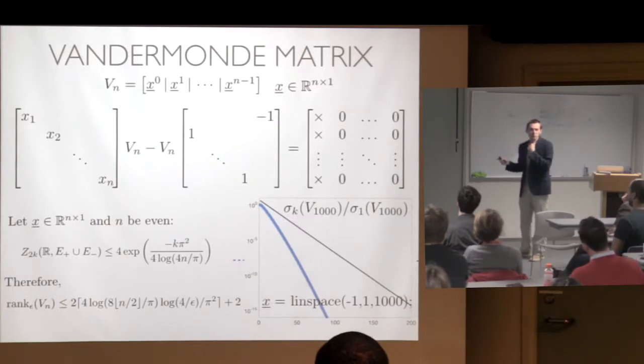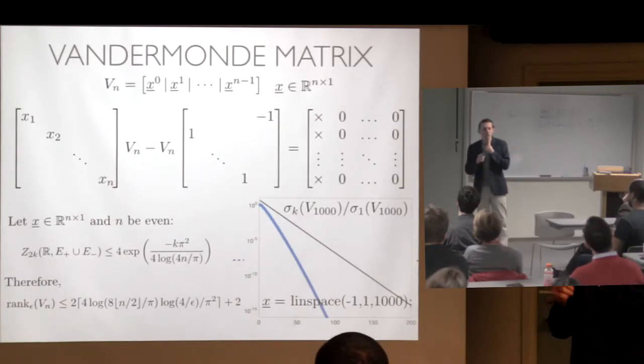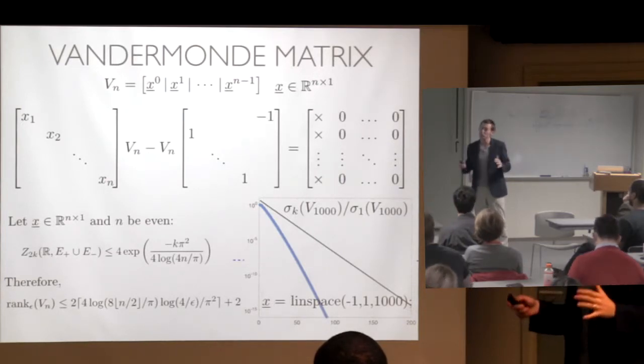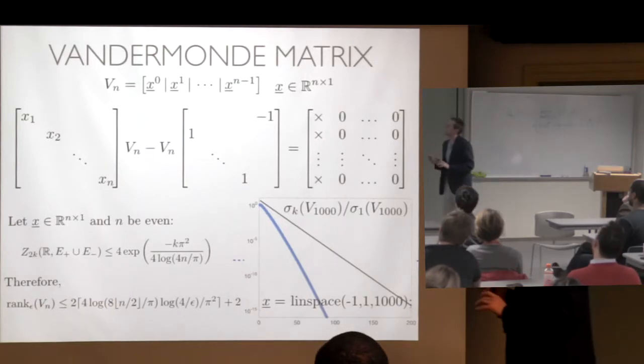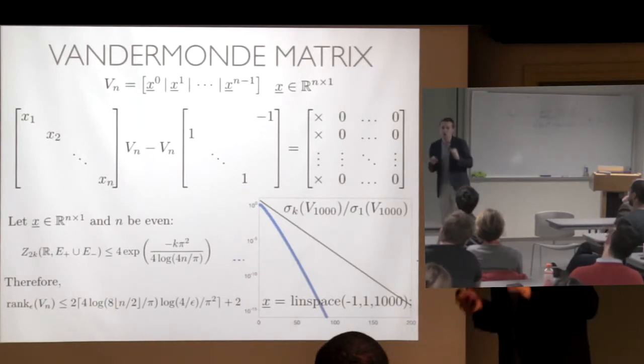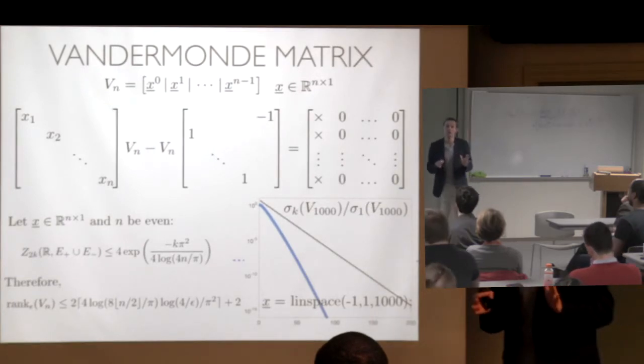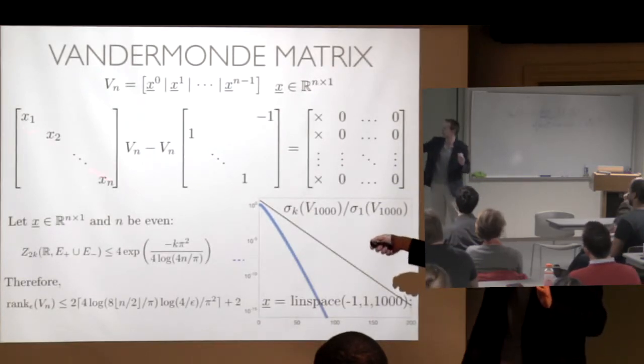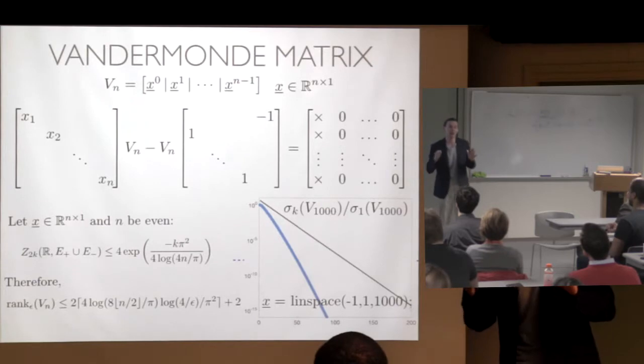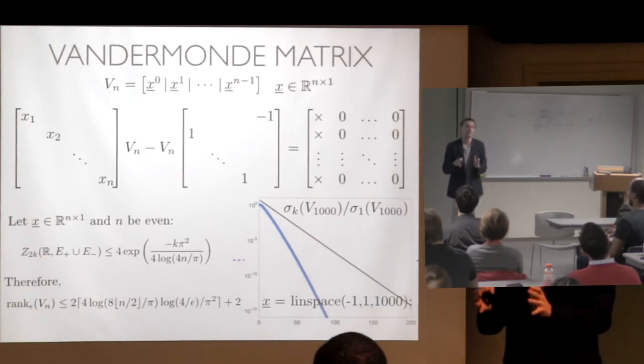I wanted to say at this point that low rank matrices are not always good for you. It depends what you want to do. For instance, Vandermonde matrices always come up in polynomial interpolation. If you want to interpolate a polynomial, you usually write down, at the points x_i, a Vandermonde system to solve as a linear system.